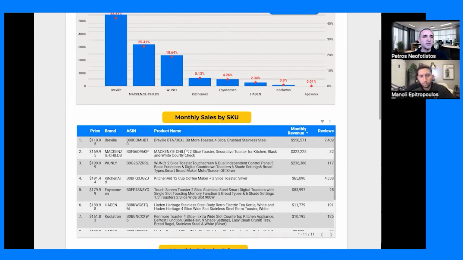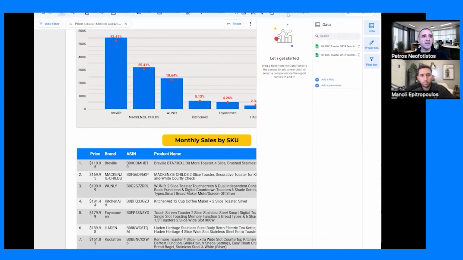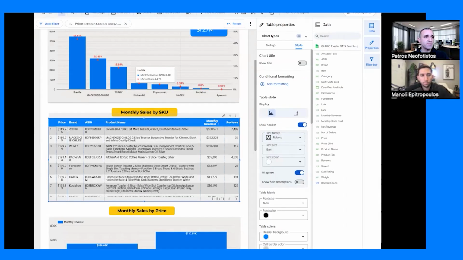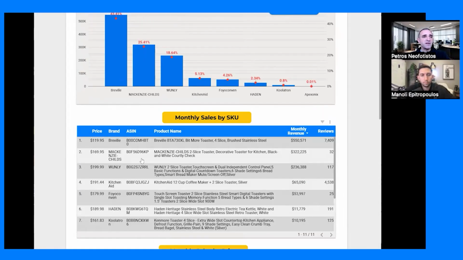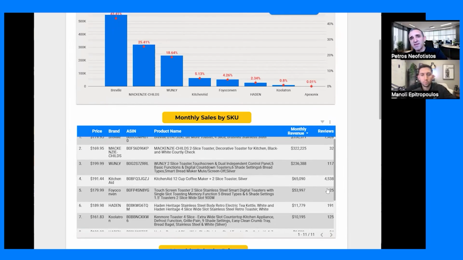But what you really want to do is look at the SKU level data. And let me expand a column here for clarity. If you look at your SKU level data, let's say you're Breville here, and you have 43% market share, your number one SKU actually looks like the entire market. So they have one product here that takes up 43% of the market. It also has 7,400 reviews, which is the most in the category.